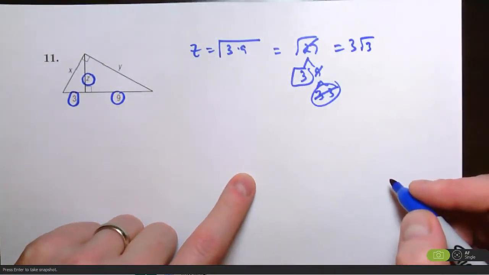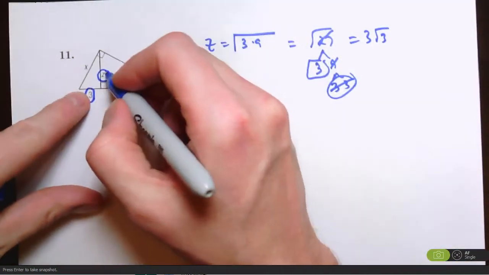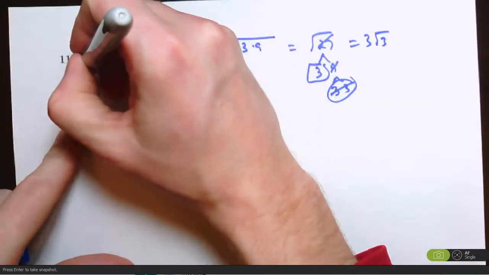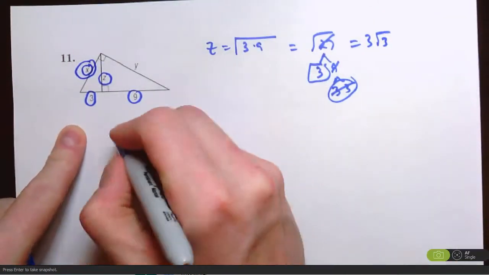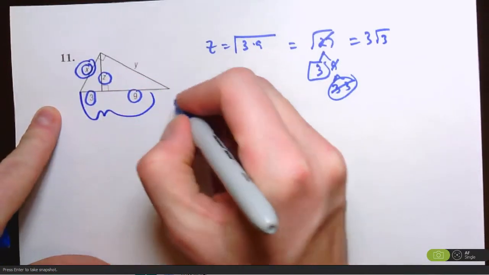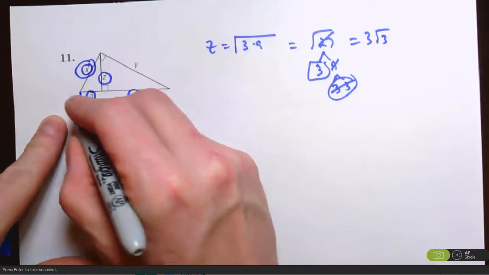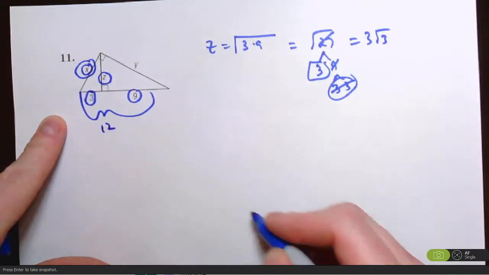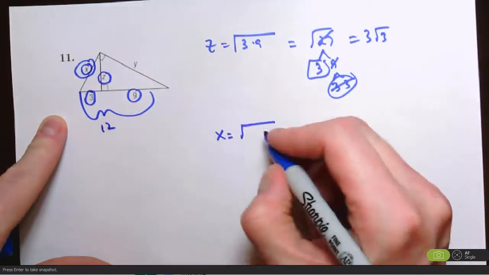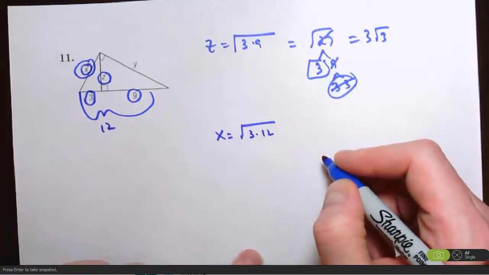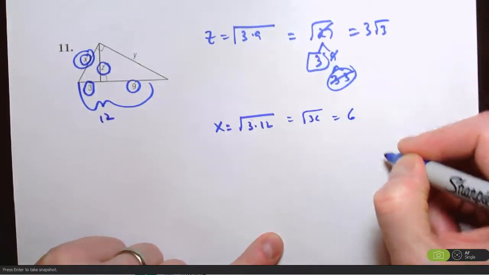So there's z, 3 root 3. Okay. Now, x and y, these are the ones that are a little harder. If you're a leg of the big triangle, you are the geometric mean of the little part next to you, which is 3, and the whole hypotenuse, which in this case is 12. So x is the geometric mean of 3 times 12, which actually works out nicely for us because it's the square root of 36, which is 6.